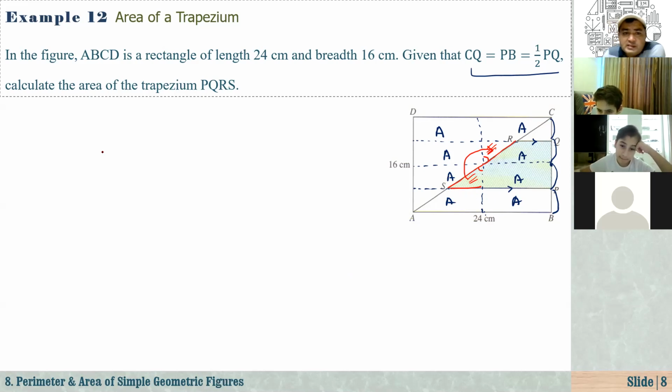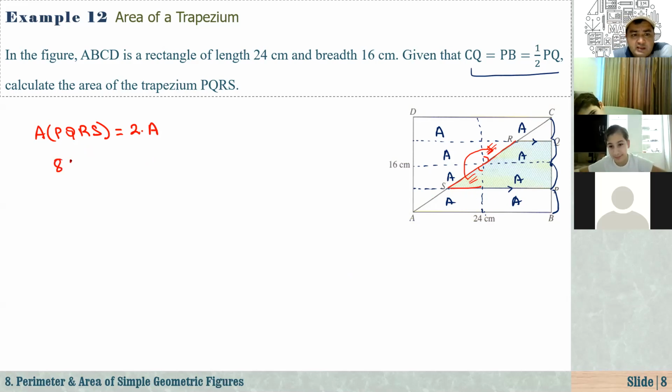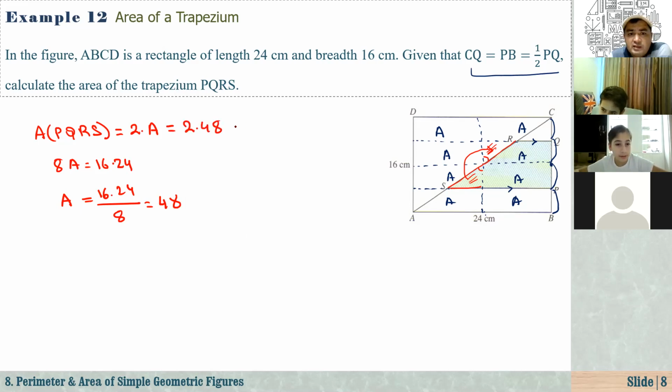So now what we get is that the area of trapezium PQRS is just equal to 2 times A. Now what is A? How many A's do we have? 8 A's. 8A is equal to the area of the rectangle, which is 16 times 24. Actually, I need to find 2A, right? Okay, let's find A first. It is 16 times 24 over 8, which is equal to 48. So the area of the trapezium equals 2 times 48, which is 96 cm squared.